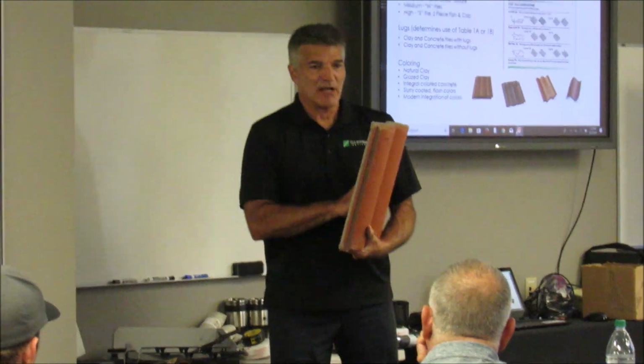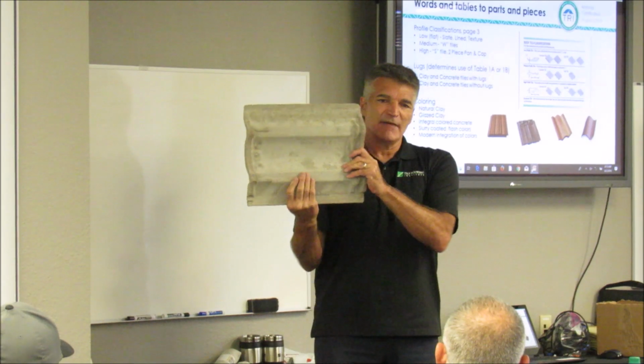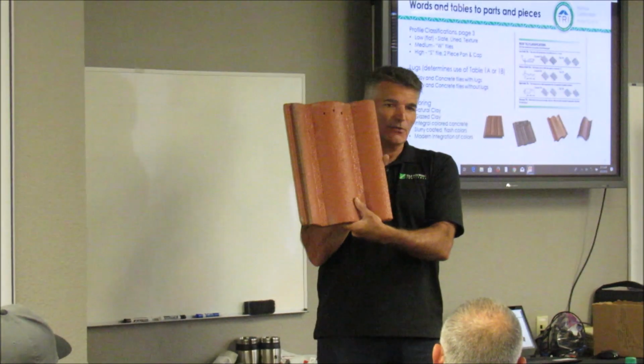Then the last point: you can have a color through tile that would be all the way through, and then you can have a slurry coated tile that's also just monotone, or one color.